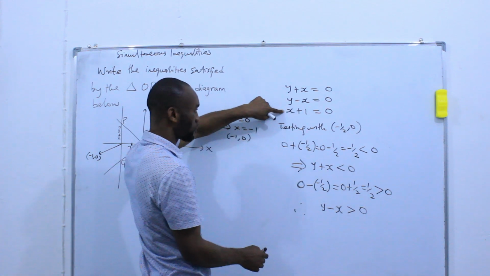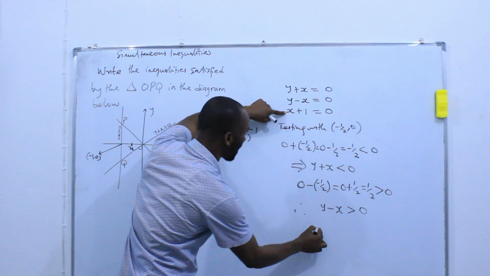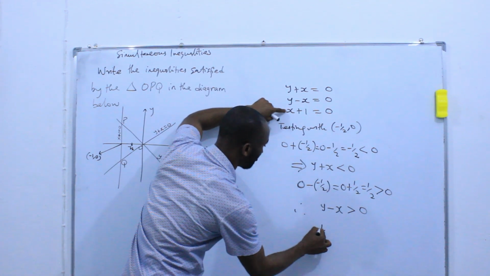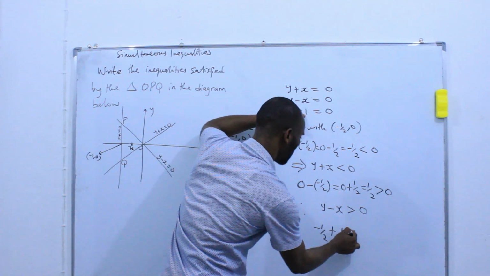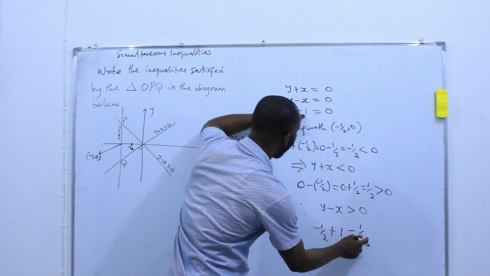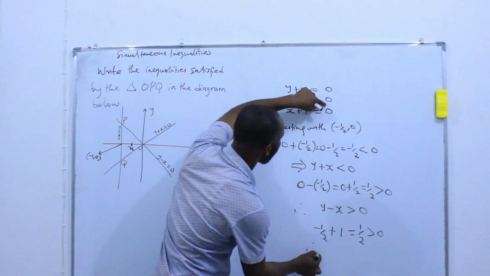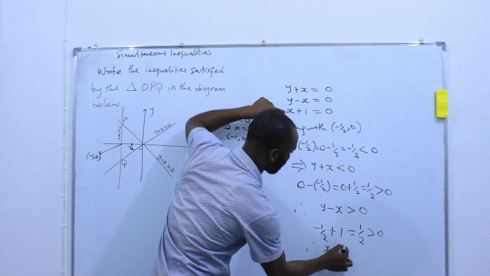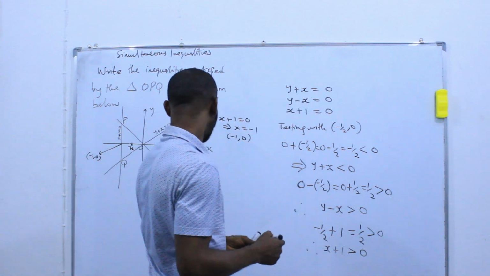Now, the last one, the value of x here is minus half. So if you have minus half plus 1 is equal to half. And this half is definitely greater than what? 0. Therefore, we must have x plus 1 is greater than what? 0.